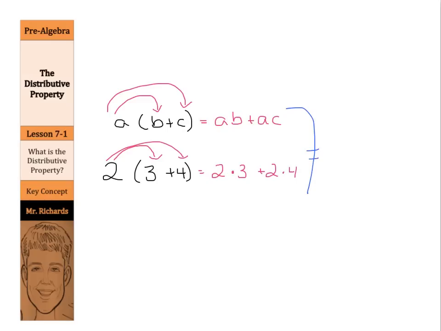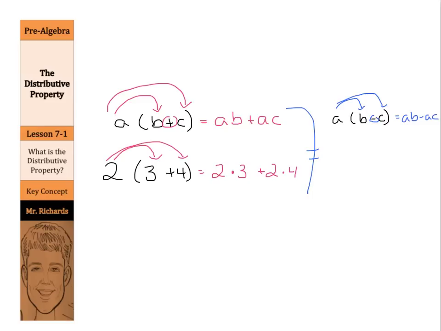Now, does this work with multiplication and subtraction? You bet. We could have a times b minus c as well. And when we distribute that, you would still get a times b, but the difference here is you're going to subtract a times c. The key is that sign there, the b minus c. When it was the b plus c, we had the addition. When it was b minus c, we're then subtracting.